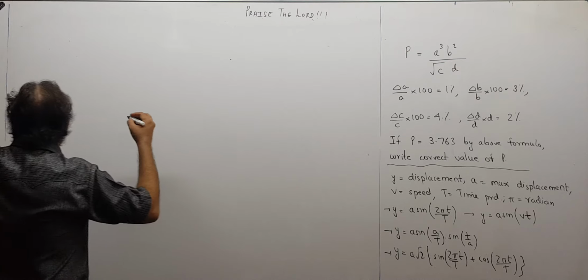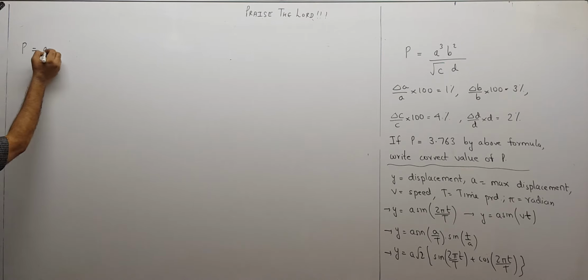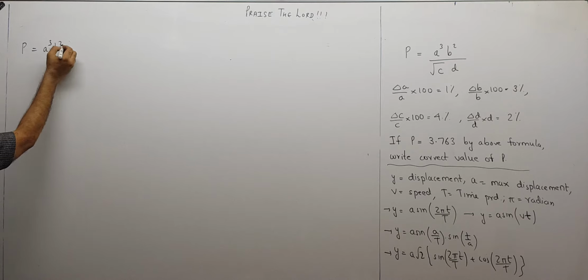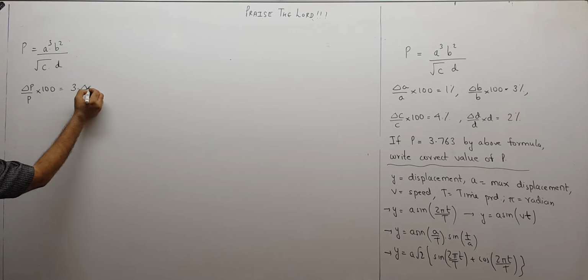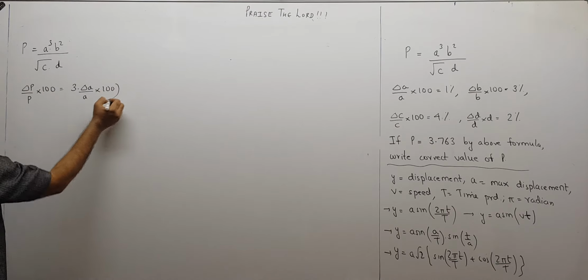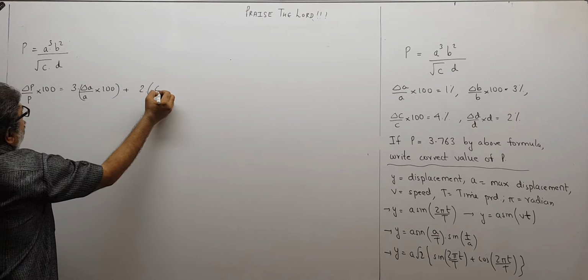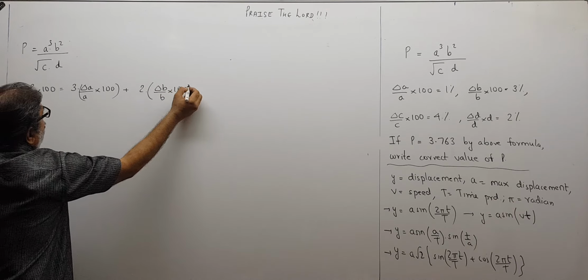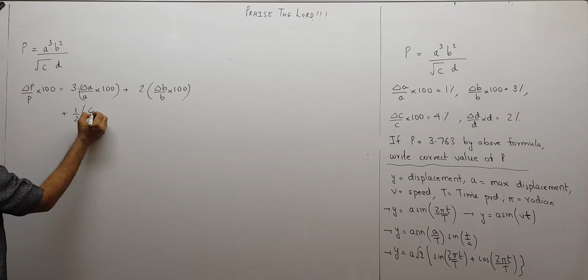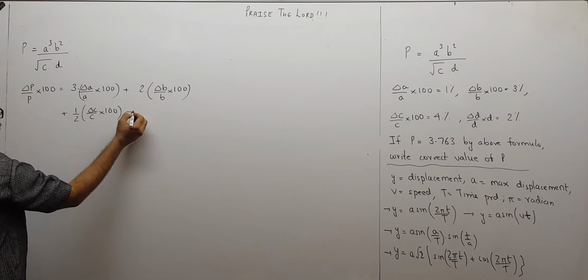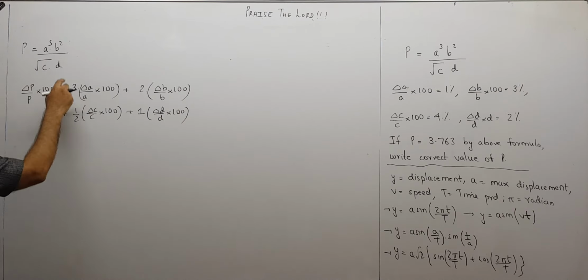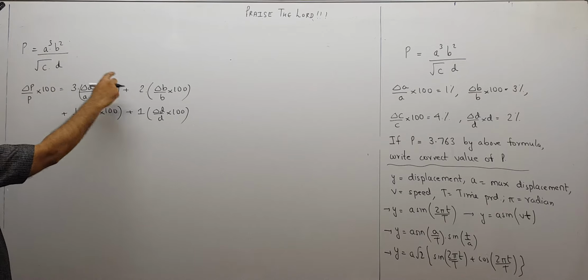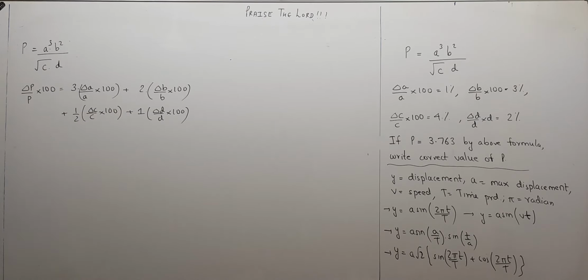So, children, you already know that if P is equal to A cube, B square, root C and D, then we have learned that delta P upon P into 100 is 3 times delta A upon A into 100, plus 2 times delta B upon B into 100, plus half times delta C upon C into 100, plus 1 time delta D upon D into 100. I hope you remember power becomes coefficient. Here power 3, power 2, power half, like this. If you remember the formula.